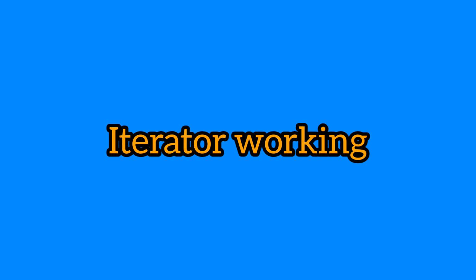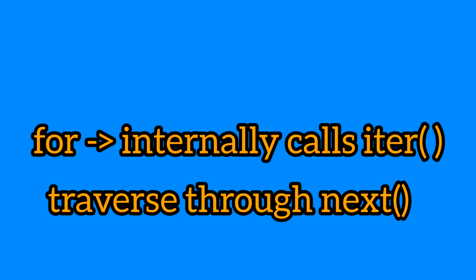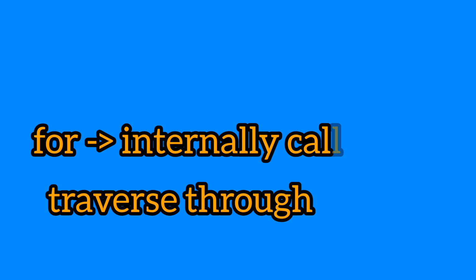Now we will see how an iterator works. When you use a loop like for in Python, it internally calls iter on the iterable and then repeatedly calls next on the iterator to fetch each item until StopIteration is raised.